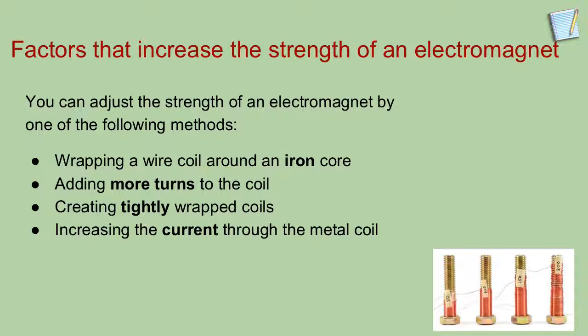All right, I forgot about one last slide. So one last thing to write down in your notes. What needs to go into the key terms section is the factors that increase the strength of an electromagnet. And there are 4 things that you need to write in the notes section. Wrapping a wire coil around an iron core is 1. Adding more turns to the coil, so here 200 is going to be stronger than 50. Creating tightly wrapped coils, so having them closer together, and increasing the current through the metal coil. In our experiment, we did this by having more batteries.